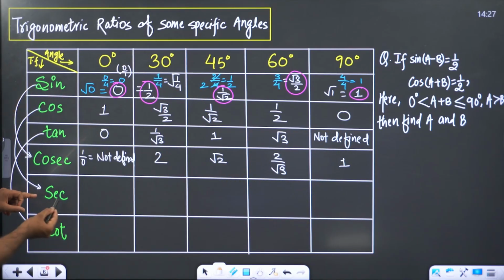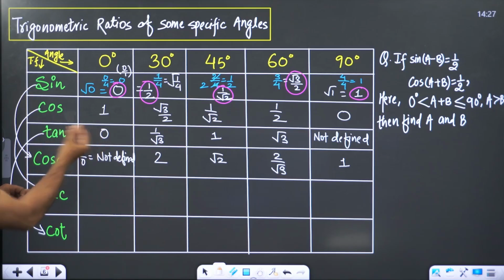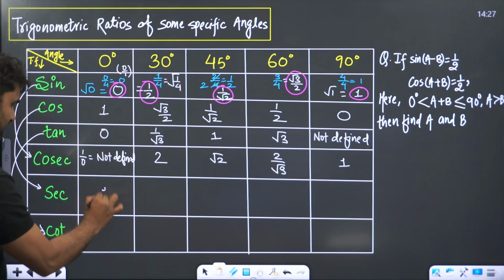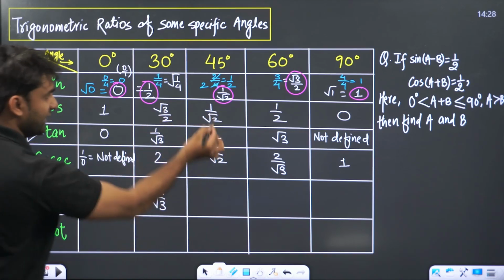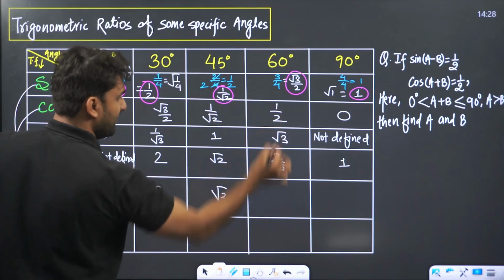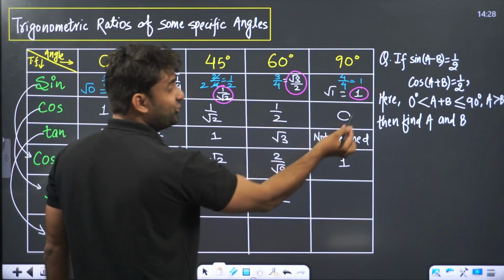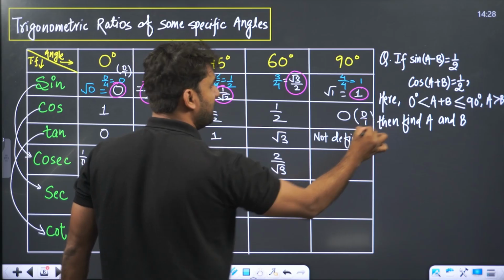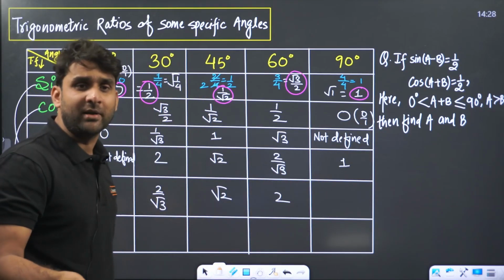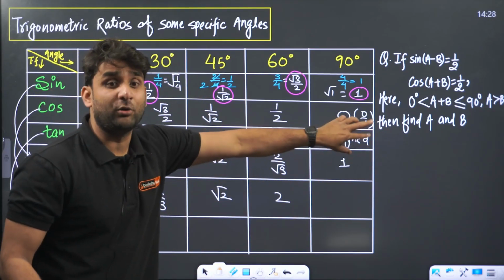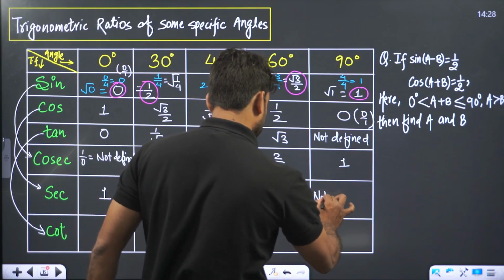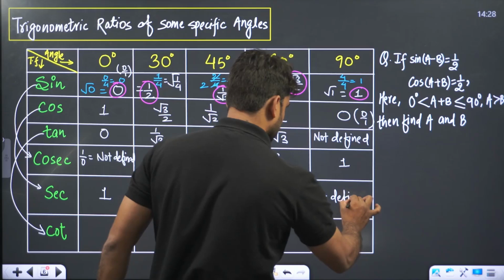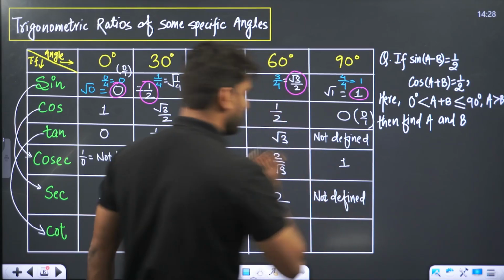Now for sec, take cos. Take the reciprocal of cos value because we are looking for sec. So 1 reciprocal will be 1. Root 3 by 2 will be 2 by root 3. 1 by root 2 will be root 2. 1 by 2 will be 2. And this is 0. 0 means we can imagine 0 by any number. Now if you take reciprocal of 0 by 1, it will be 1 by 0. And 1 by 0 will be again not defined. So this is all again not defined.